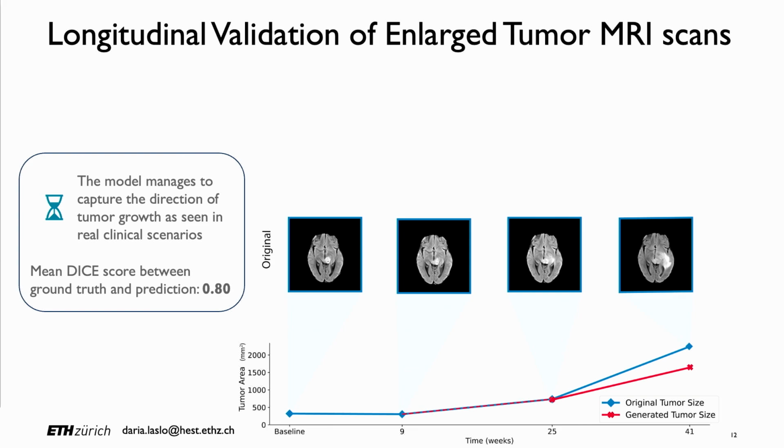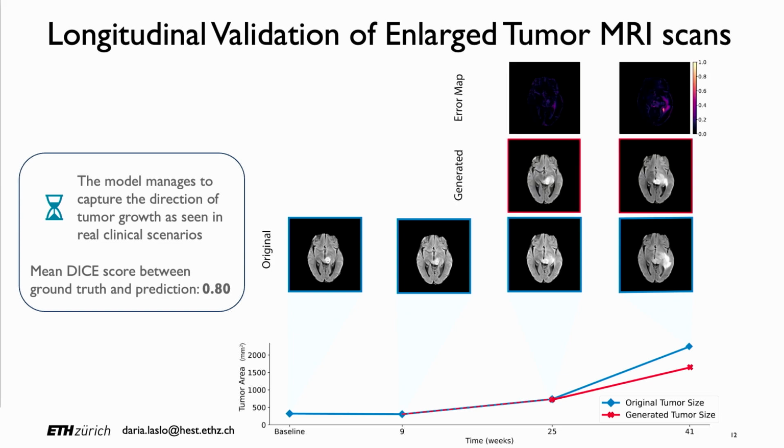And then the final test: we produced these enlarged tumors in the MRI scan, but how do they compare to the ground truth? What you see here on the bottom in blue is the evolution in tumor size of a patient where we have this longitudinal MRI scan, so you can see how the tumor is growing, and you can also see what our model predicted and how it compares to it.